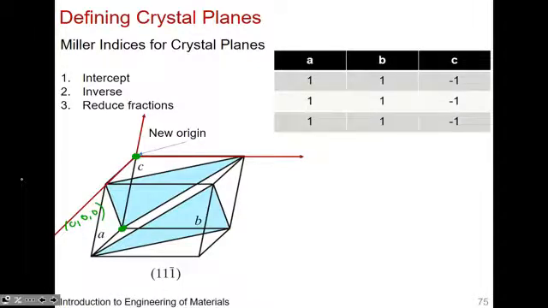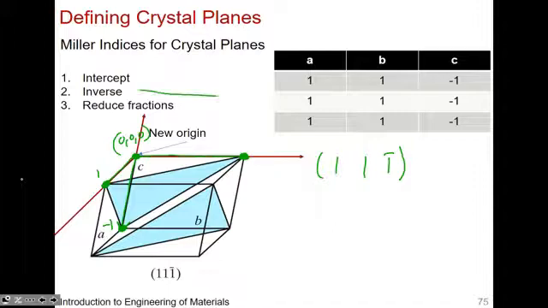You could say, okay, well, it intercepts a right here. That's 1 in a. It intercepts b, also 1. And because this is now 0, 0, 0 as your new origin, you have to go down 1 to intercept. That's where it intercepts with c. So then the crystallographic plane is just 1, 1, and we write bar 1. We don't actually write -1. We write bar 1. Okay, that is the official notation.